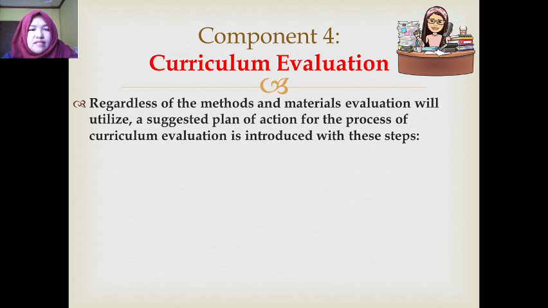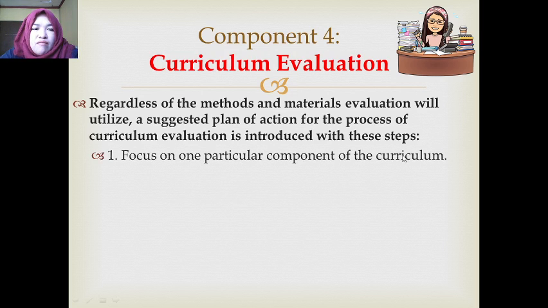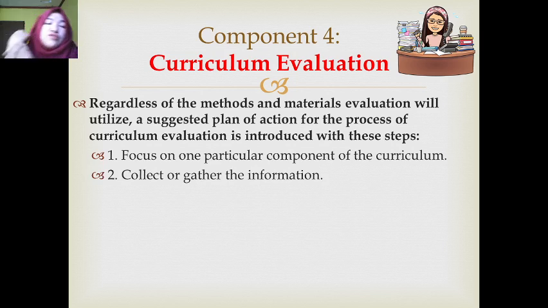So, regardless of the methods and materials, evaluation will utilize a suggested plan of action for the process of curriculum evaluation is introduced with these steps. Number 1, focus on one particular component of the curriculum. Then, collect or gather the information. Dun sa number 1, yung focus on one particular component of the curriculum.